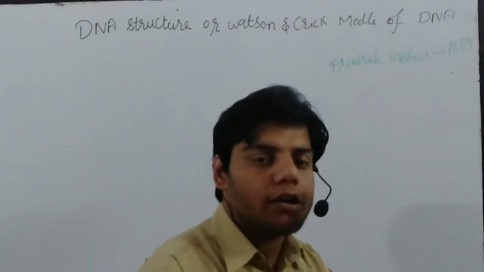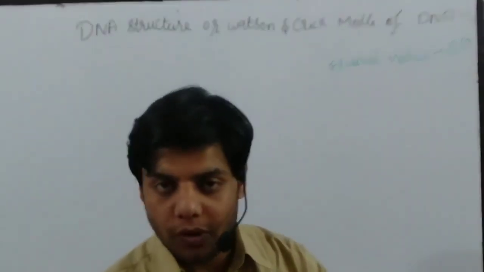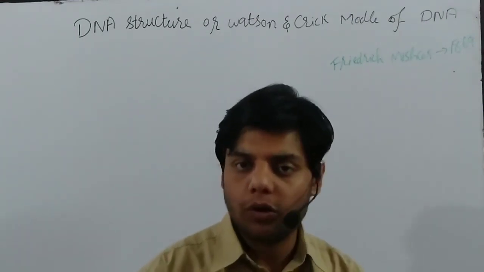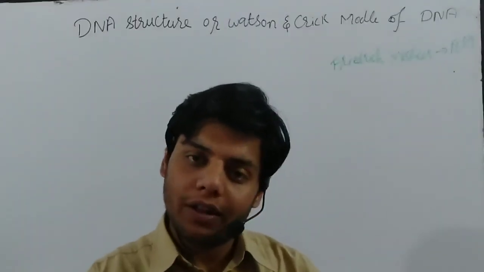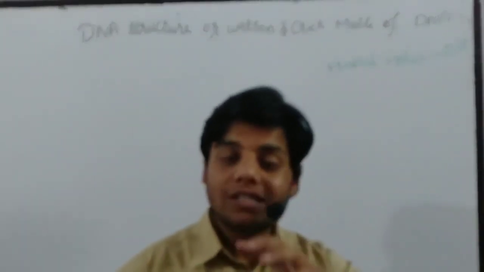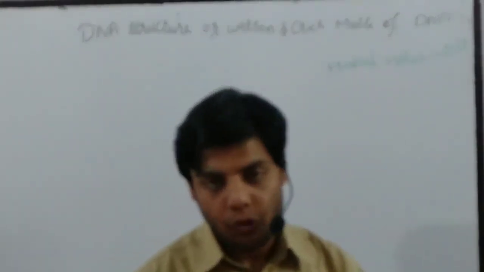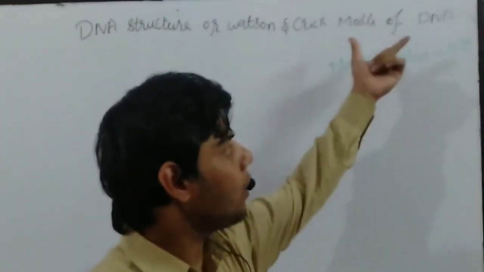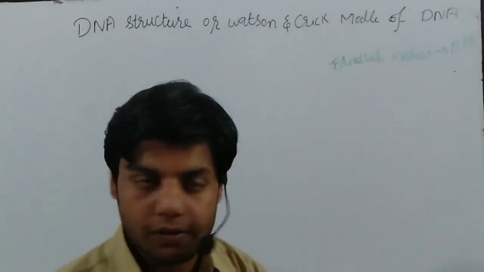Now, why do we call it nuclein? Because it was related to the nucleus. It was isolated from the nucleus, that's why. And why was it later called nucleic acid? It was called nucleic acid because it has acidic properties. That's why he called the DNA a nucleic acid.